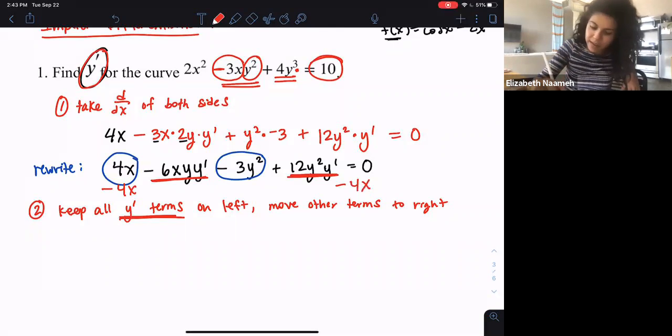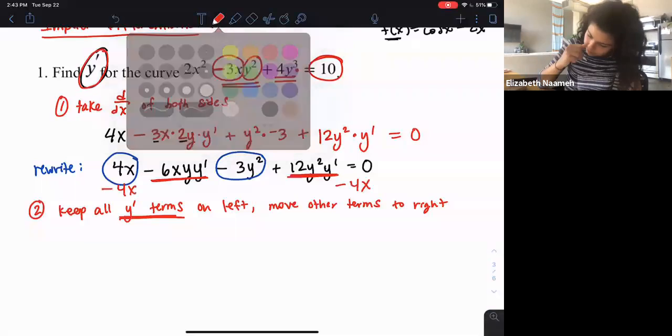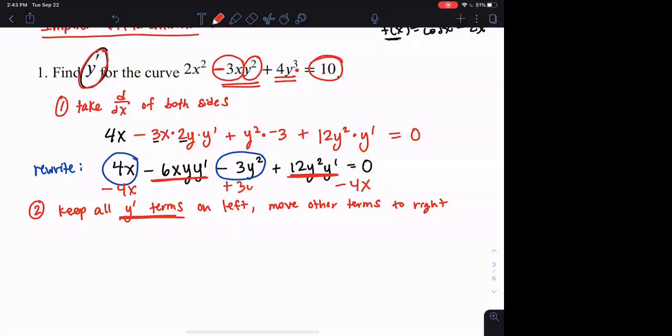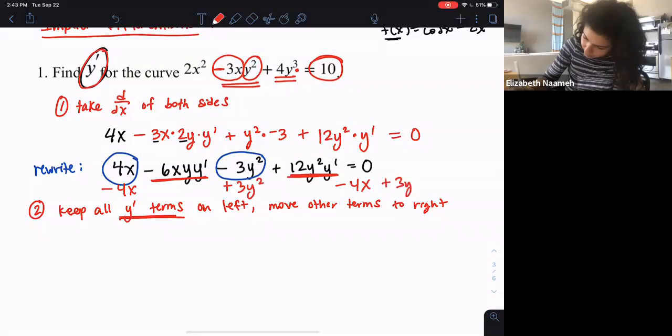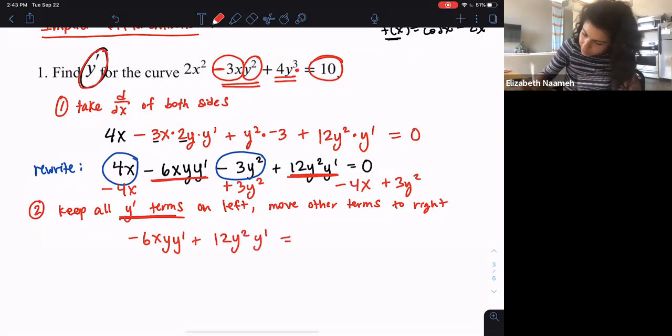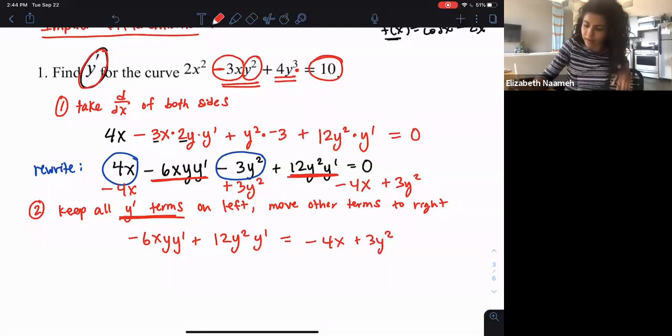What else do I have to do to both sides to get rid of the other guy? Add 3y squared. So my new expression is negative 6xy prime plus 12y squared y prime equals, and now I have negative 4x plus 3y squared on the right. Everybody okay with that step? I kept my y prime terms on the left. I moved all the other terms to the right. Now you'll see why we did that.